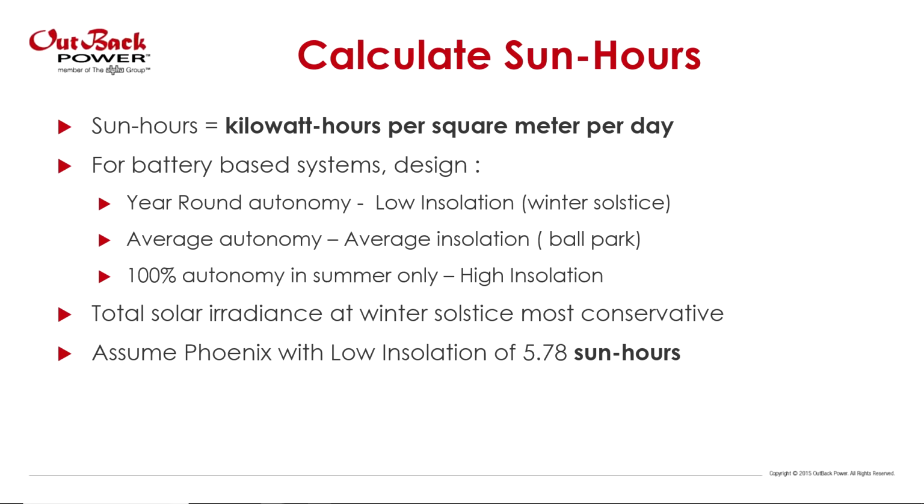Since this is an off-grid home and we are expecting it to be occupied all year, we will use the most conservative value. I already did the research. We're in Phoenix, and our lowest insolation value would be 5.78 sun hours. I just want to note, however, it really depends on the application which value you should use. If you knew the home would never be used in the winter and only in the summer, using that winter solstice data would not make sense. You might be oversizing the system for its intended use.